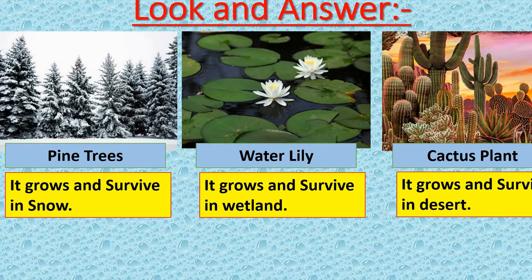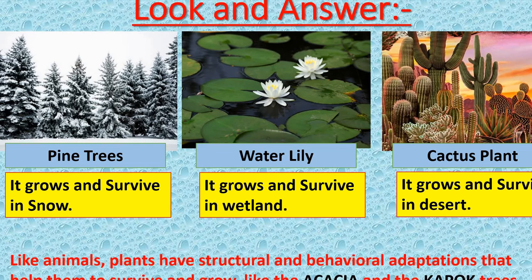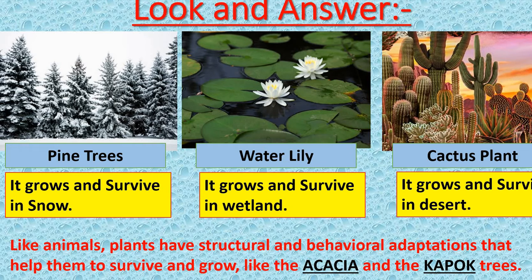Here we have the pine tree, which, as we see from this picture, lives in a cold place, in snow. Water lily lives in a place that is covered with water, which we call wetland. And cactus, as we see, has spines and lives in the desert. Okay, so they are living in different habitats, so they must have special things that help them to survive.